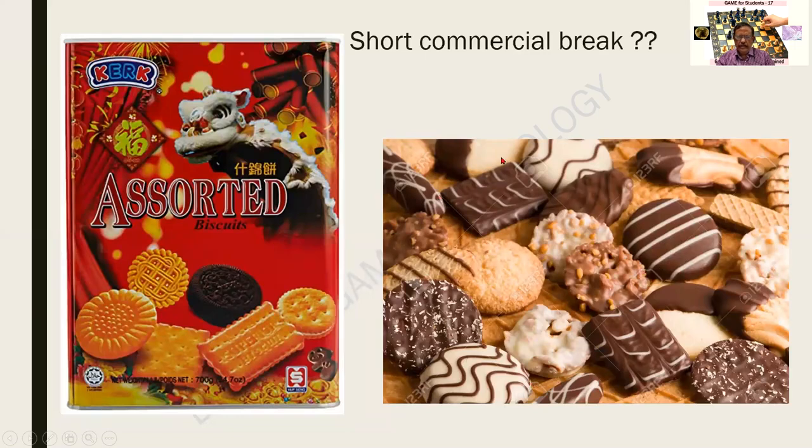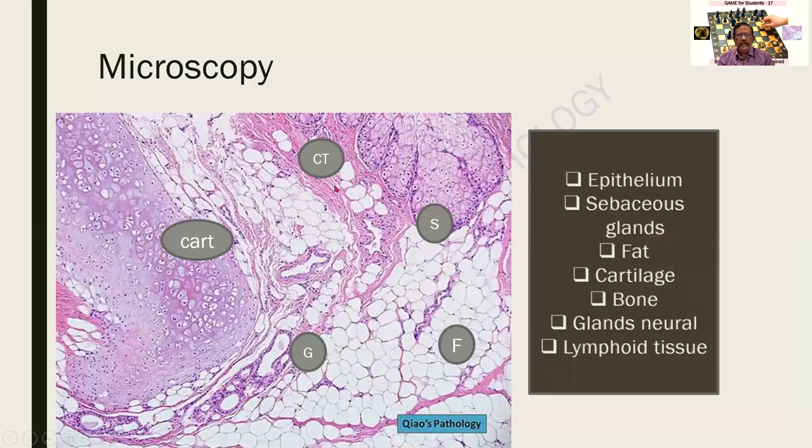What is a short commercial break? Now look at these two. It is an example of an assorted packet of biscuits. Generally, I used to tell the students Britannia assorted biscuits, in which I am finding there can be sweet biscuits, there can be salt biscuits, cream biscuits, chocolate biscuits, and wafers, etc. They are all mixed together in a single pack without any relationship to each other. Why am I blabbering this? This is exactly what we are seeing in this picture.